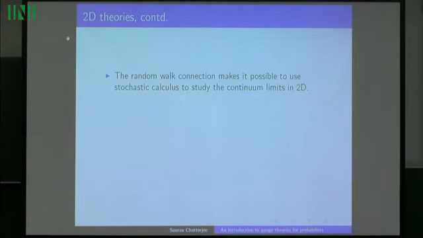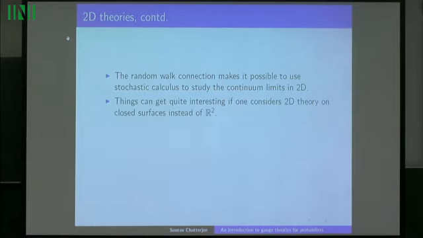And then you can also do things like stochastic calculus, etc. So all kinds of things you can use for 2D. And it can get much more interesting if one considers 2D theory on closed surfaces instead of R2. In that case, the gauge fixing is not as simple, because things come back on themselves. So it becomes more challenging.